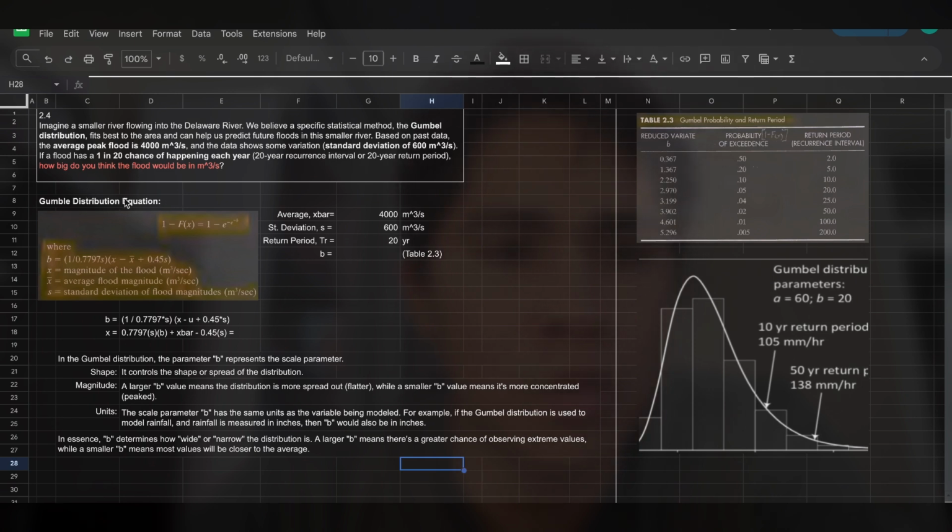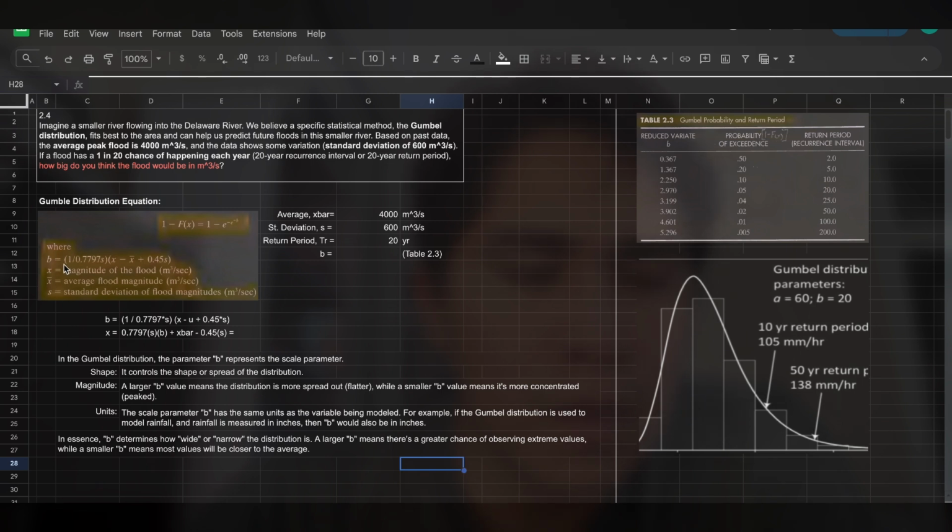So we're going to use the Gumbel distribution equation, which is in the book, and this is what the book tells us. To solve this problem, we actually don't need to solve for all of this because all it's asking us for is the magnitude of the flood rate, which is x. So we're going to have to use the b section. There is a b here. I don't know if you can see it. It's pretty small as part of the equation.